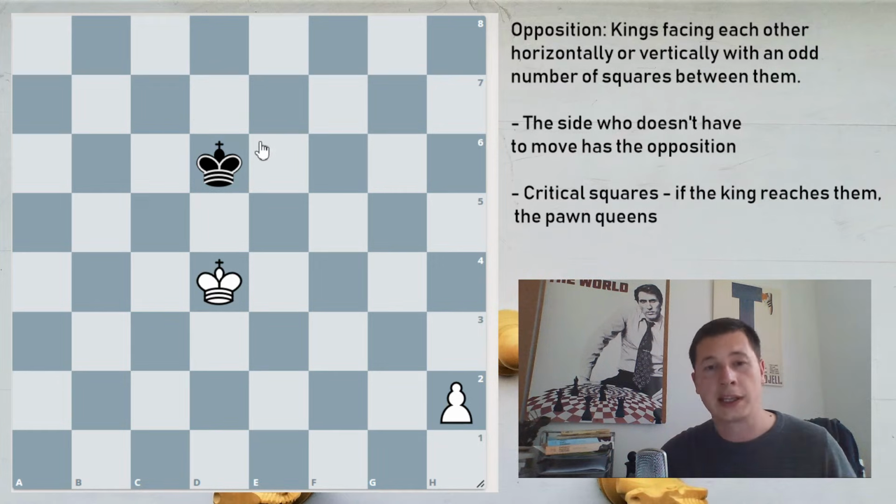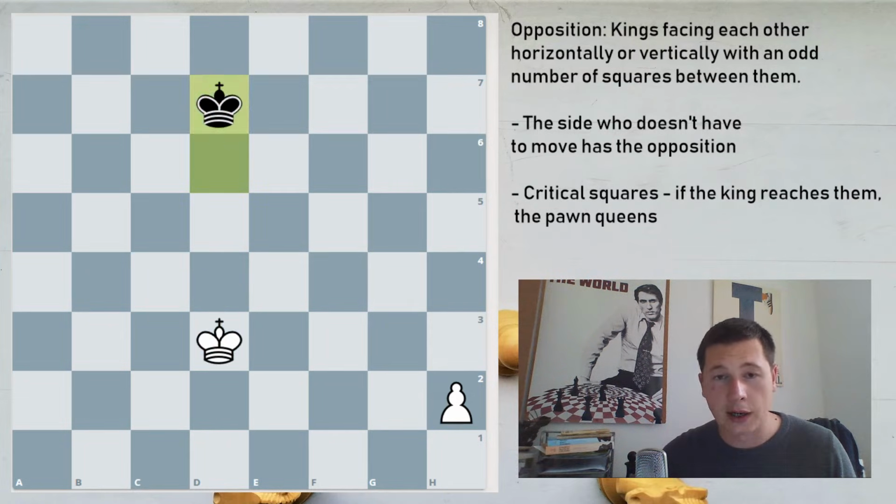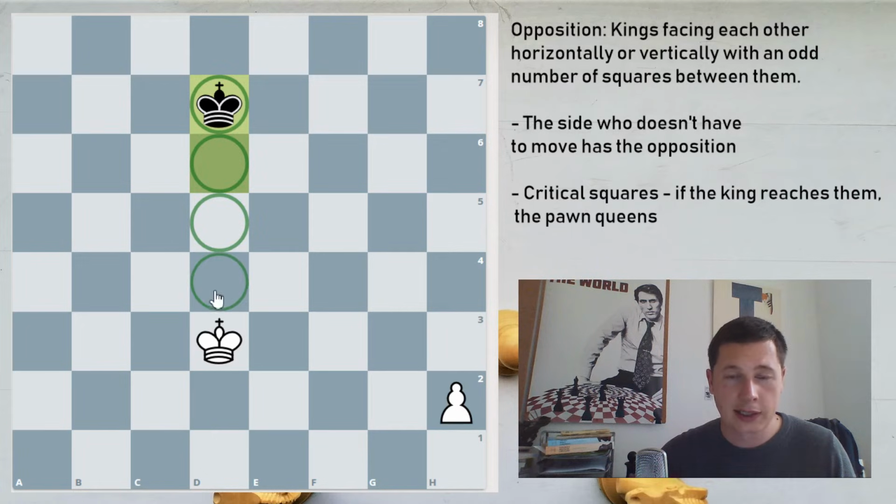So it has to be an odd number of squares, and it can either be a full opposition, which means that there is only 1 square between the kings. So when there is only 1 square between the kings, it's full opposition. It can be like this, with 3 squares between the kings.